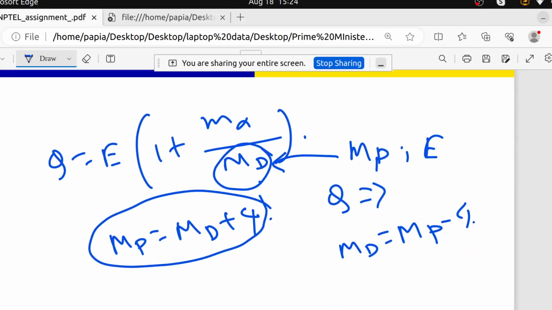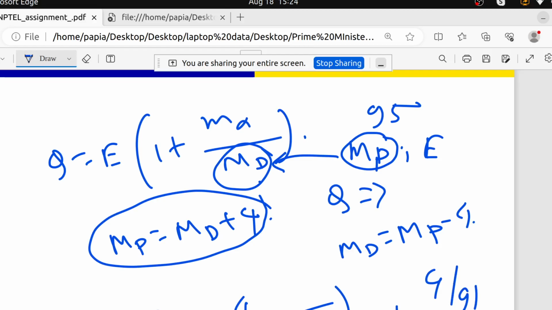So after putting these values, the Q will be like 1 plus 4 divided by mp minus 4. Now here you can see that the mp is given here. So if the mp is, let's say, 95, then 95 minus 4, it will be 4 divided by 91, 1 plus, and then here it will be E. So this will be the answer of Q.